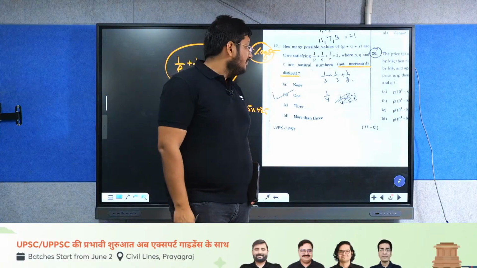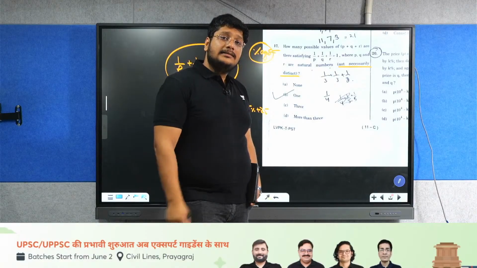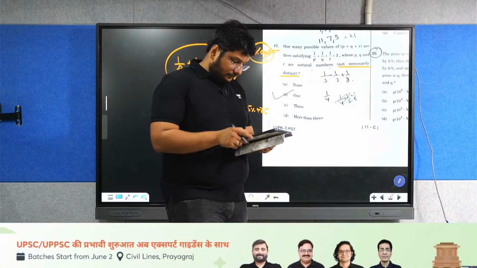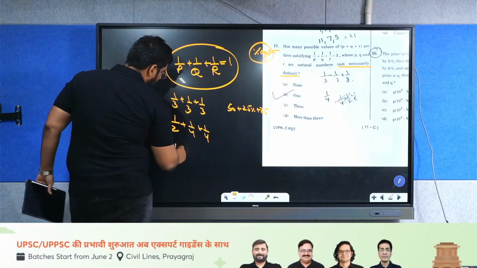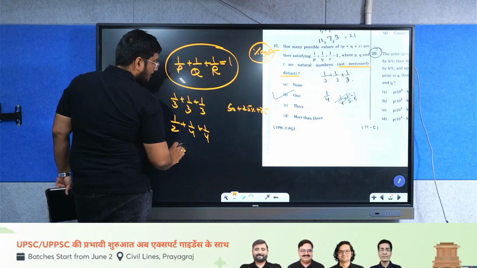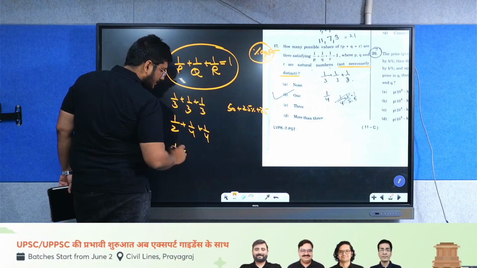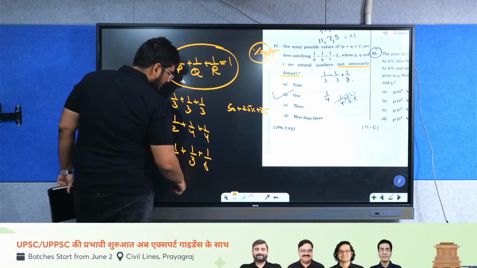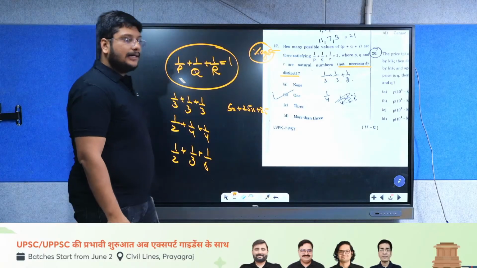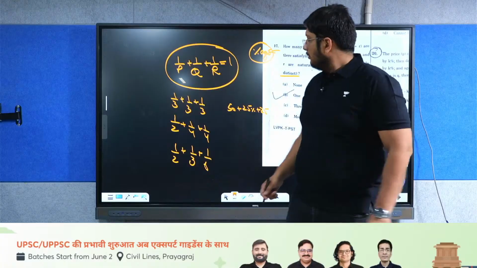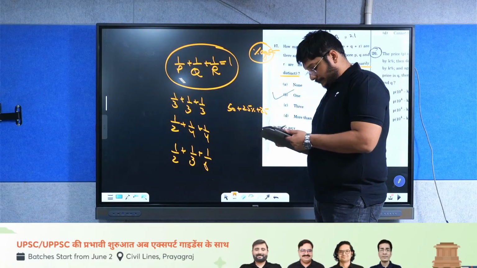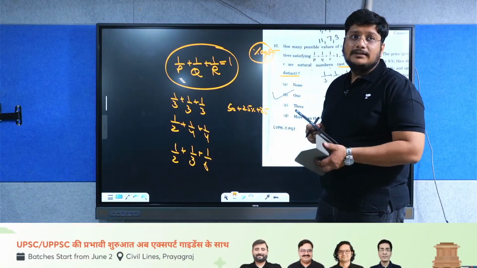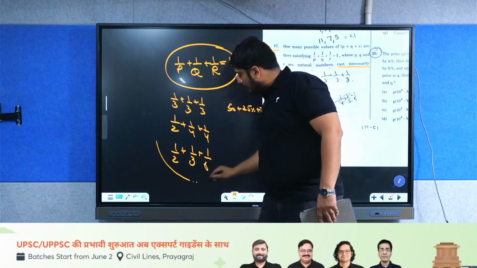Is there any other case by which I can form this? Check. I can: 1 by 2, that is 50%, plus 33%, plus 16.6%. 33% is 1 by 3, 16.67% is 1 by 6. Take this up, you will get 1 as your answer. So we have got 3 values till now. Let me see if we can get one more value. No, we cannot get more values in that. So in total, we have 3 possibilities.